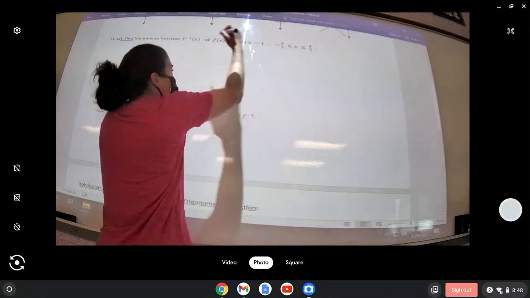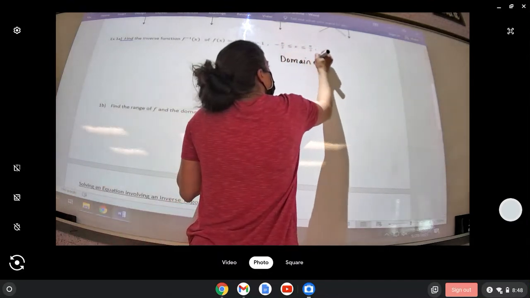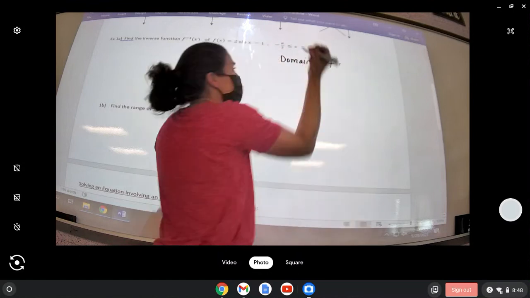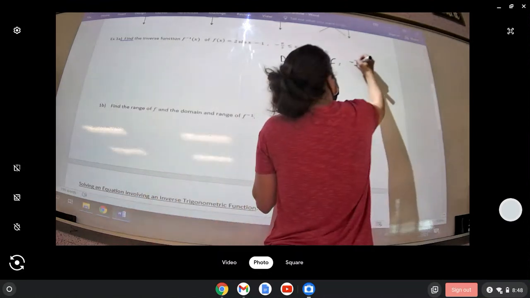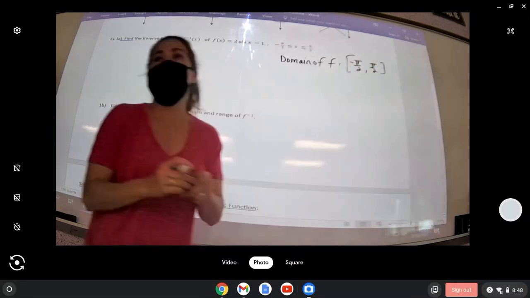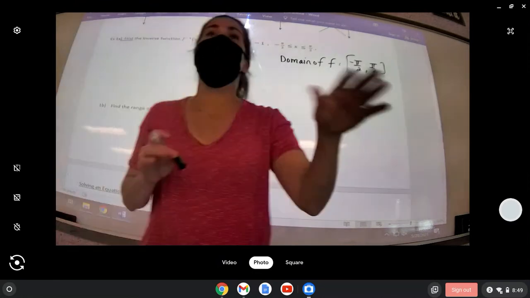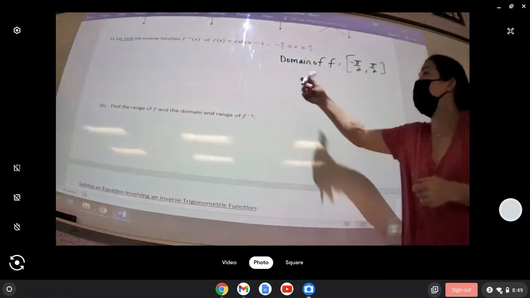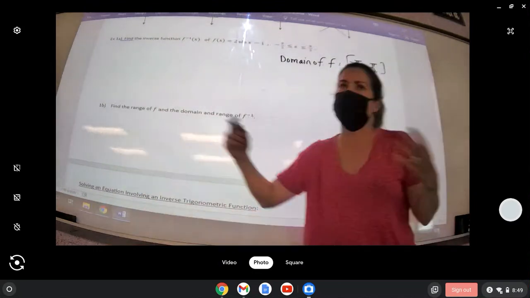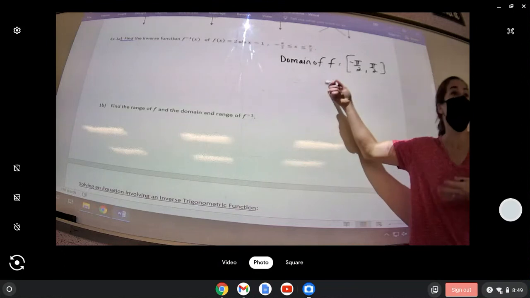We already know the domain of f. The original function's domain is negative pi over 2 to pi over 2. I'm just going to write it in interval notation instead of inequality notation. All right, the range is usually easiest to find. I'm going to find it right now because I know they're going to ask for it in the next question. The range is usually easiest to find when you're looking at the graph.